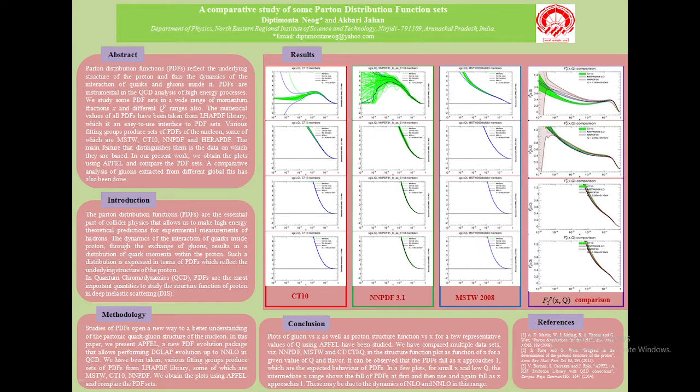The numerical values of all PDFs have been taken from the LHAPDF library, which is an easy-to-use interface to PDF sets. Various fitting groups produce sets of PDFs of the nucleon, some of which are MSTW, CT10, NNPDF, and HERAPDF. The main feature that distinguishes them is the data on which they are based.